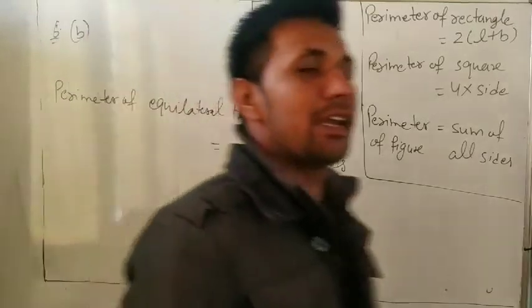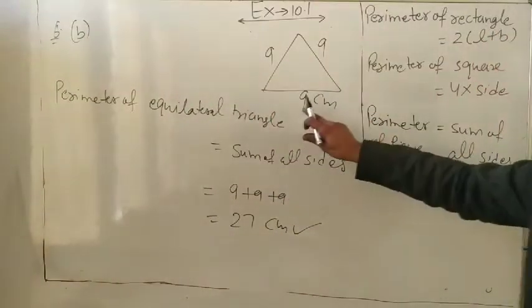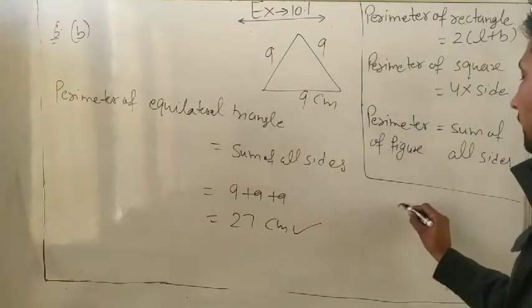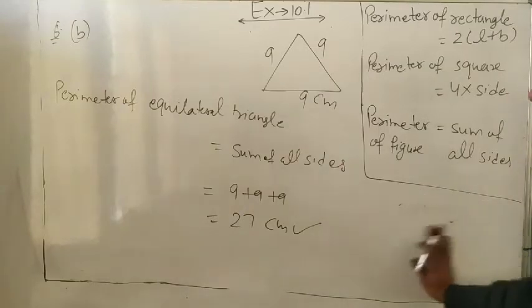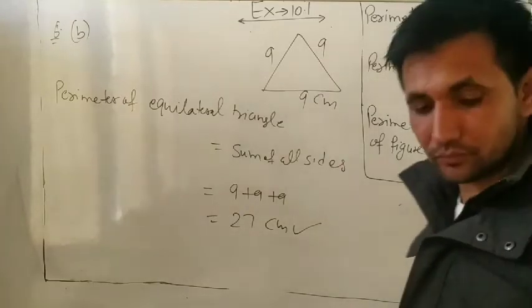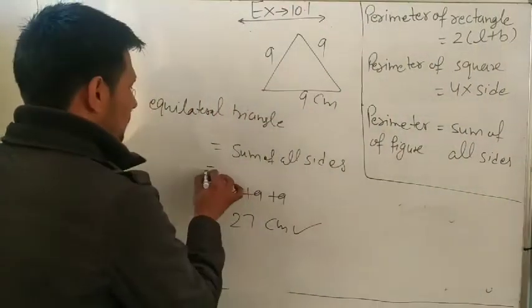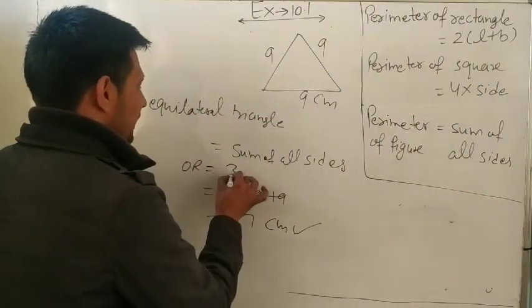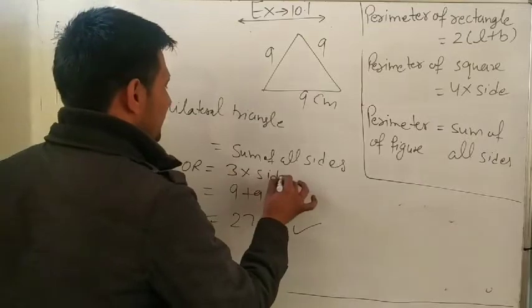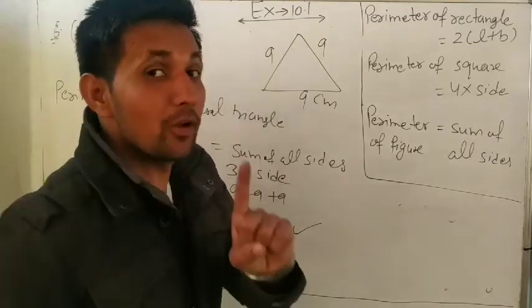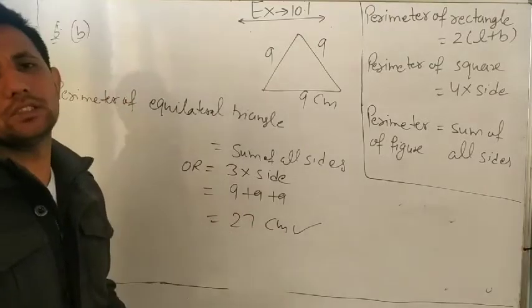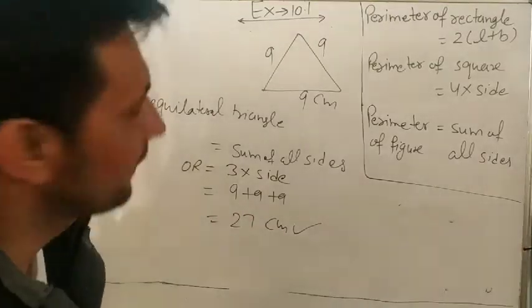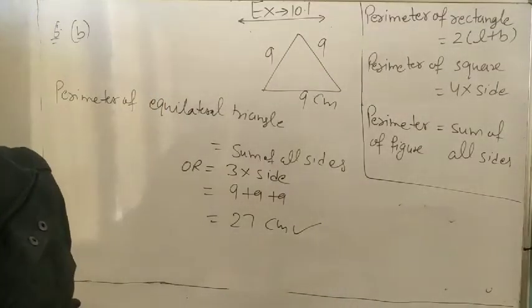Otherwise, in an equilateral triangle, 9 into how many times? So 3 into side. You can write the perimeter of the triangle as 3 into side, only in an equilateral triangle, because in an equilateral triangle all sides are equal. So 3 into 9 is 27. 9 is taken 3 times. So this one you can find. The rest of the two parts, do yourself.